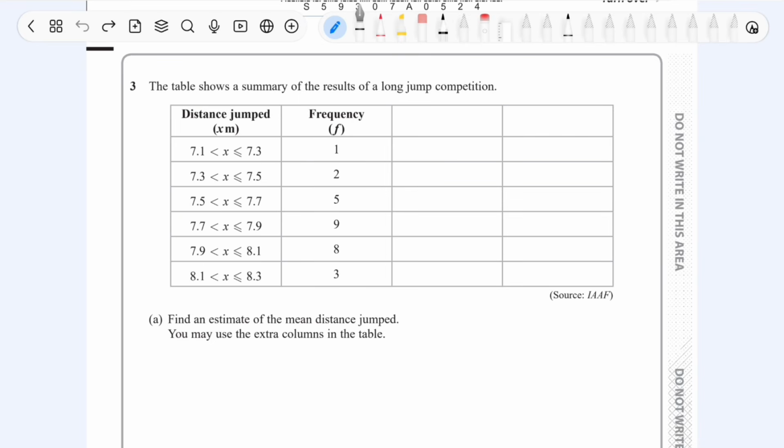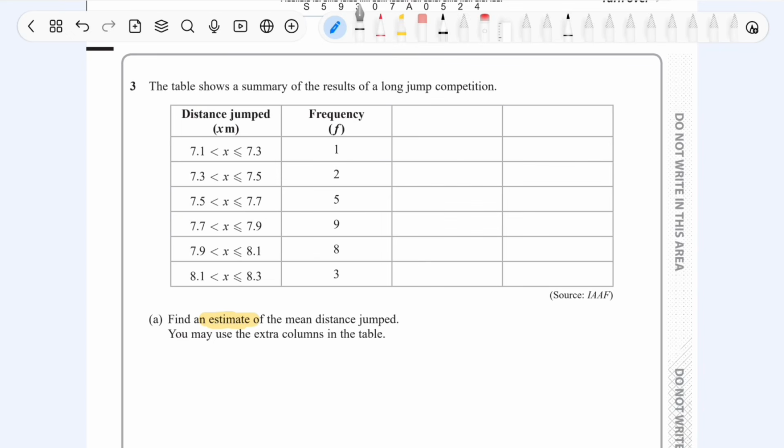So the table shows a summary of the results of a long jump competition. The distance jumped is shown here, the frequency in the next column. We need to find an estimate of the mean distance jumped. You may use the extra columns in the table. The first instant thing that comes to me is the word estimate. This is a keyword, to be honest, so we need to find an estimate of the mean.